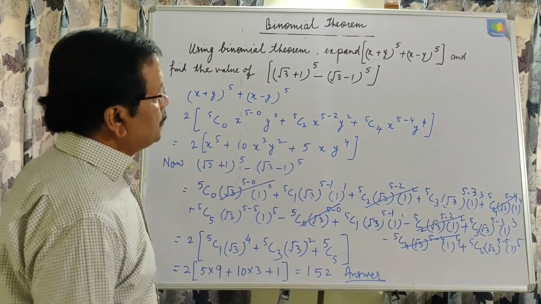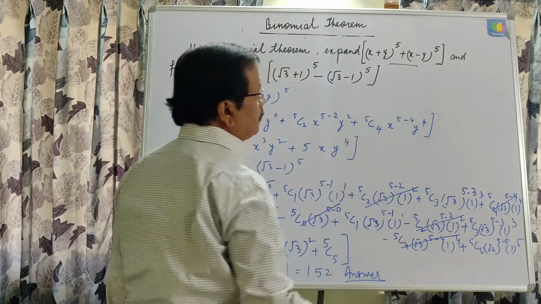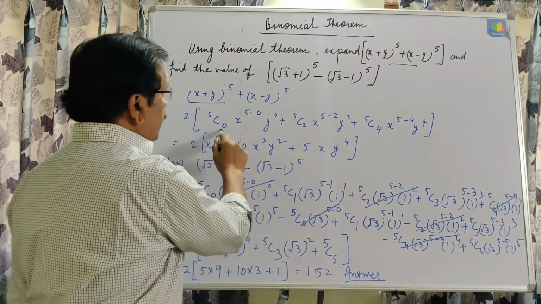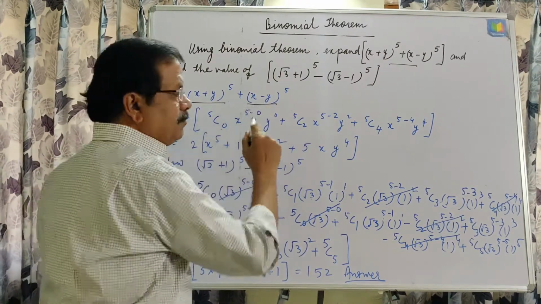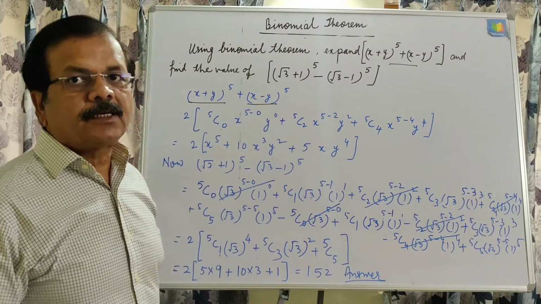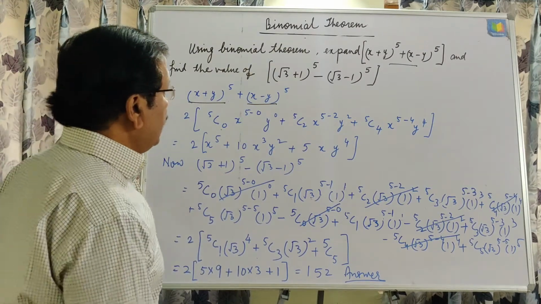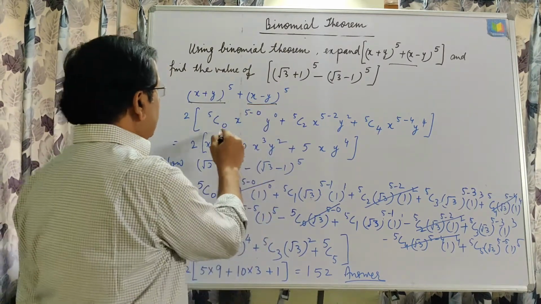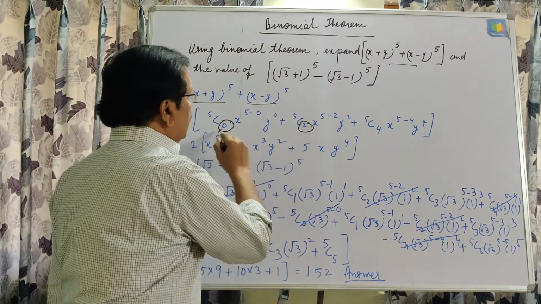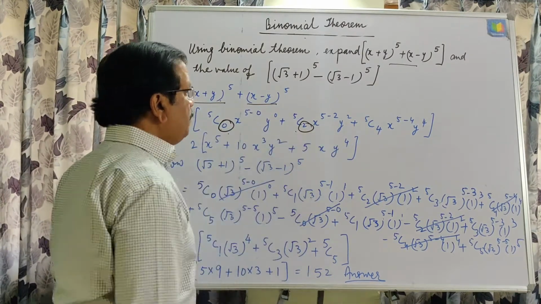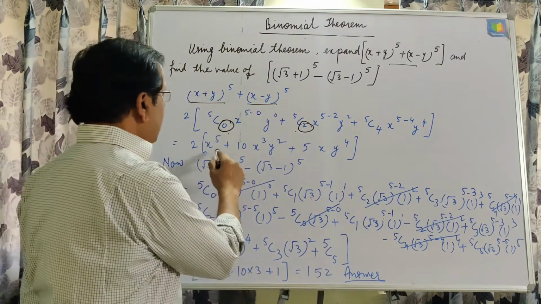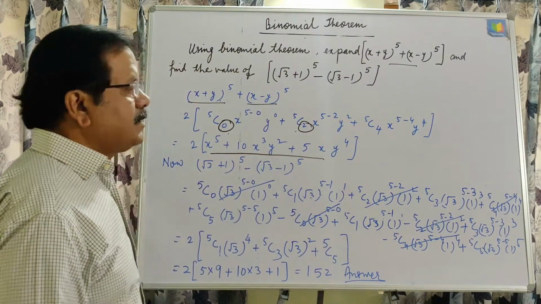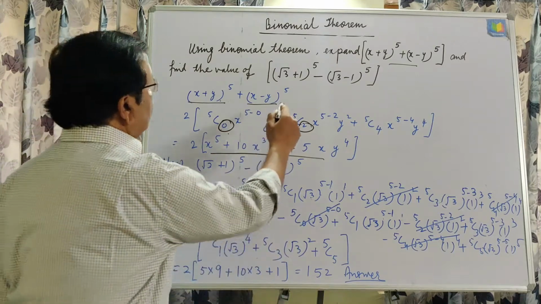Using binomial theorem, expand (x + y)^5 + (x − y)^5. All of you know the expansion of (x + y)^5. Write the expansion, and then in (x − y)^5 alternate terms will be negative, and that is why those terms ultimately after adding will be cancelled, and then we will get the even number terms, that is 5C0, 5C2 and 5C4. After expanding, we are getting x^5 + 10x³y² + 5xy^4. Okay, and find the value of this.